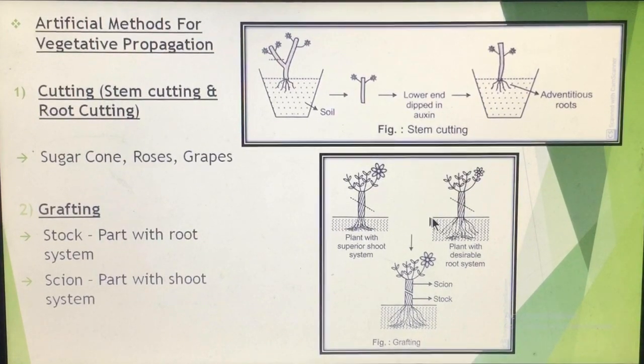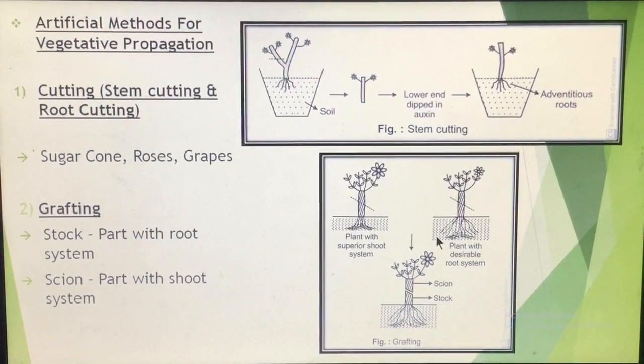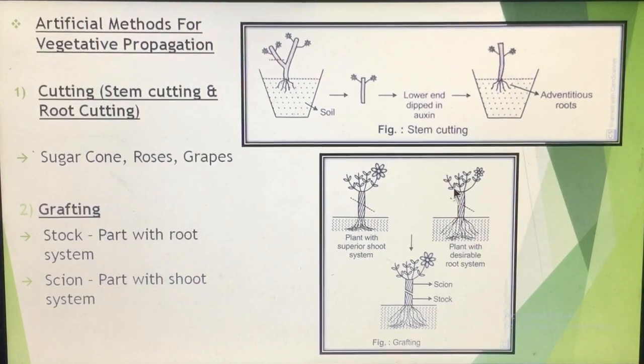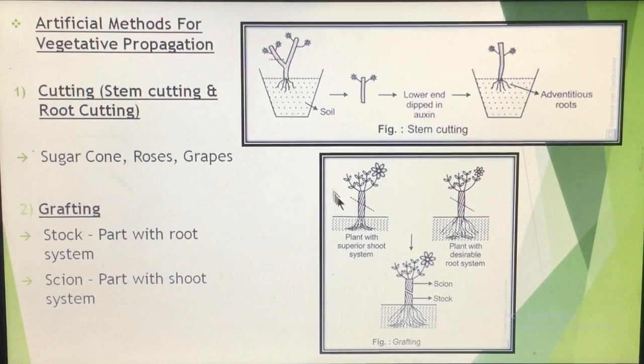But there is another plant whose root system is very strong. It doesn't require much water, it absorbs water very fast and the roots don't get diseased. But at the same time, the shoot system of the second plant is not good. Why? Because the flowers are very small or the fruits are very small. You can see this flower is small compared to this flower. So we want the shoot system of one plant but the root system of another plant. This can be done by grafting.